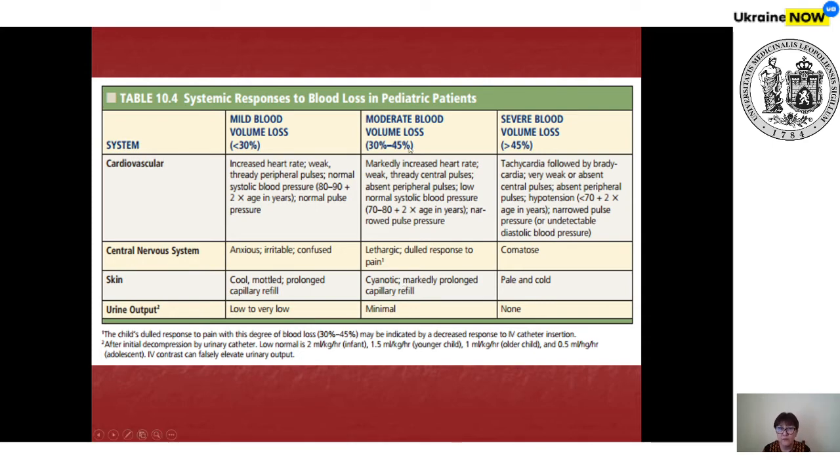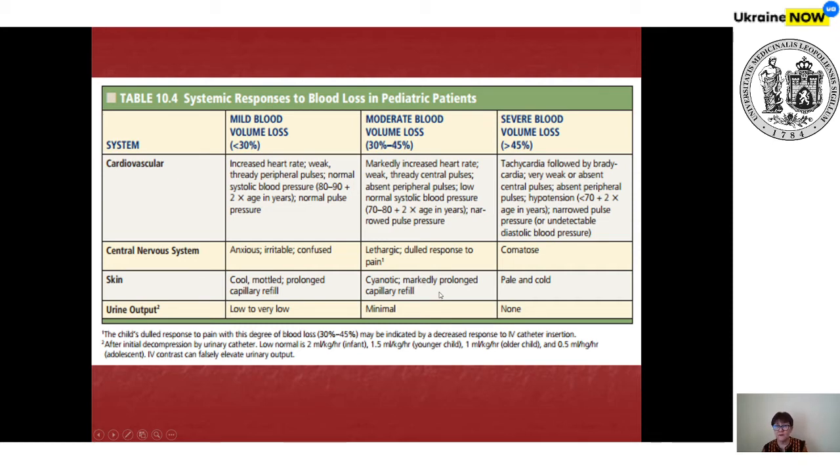In moderate blood loss, 30 to 45%, markedly increased heart rate, weak thready central pulse, absent pulse on the periphery, low normal systolic blood pressure 70-80 plus 2 multiplied by age in years, and narrowed pulse pressure. The child is lethargic, with dull response to pain. This response you can check when providing central venous catheterization. The skin may be cyanotic, with markedly prolonged capillary refill time, and urine output is minimal.